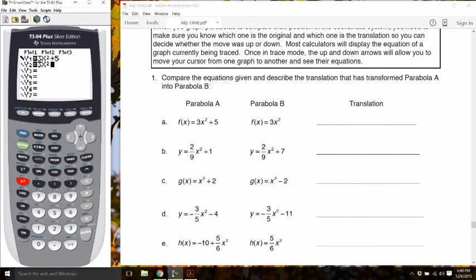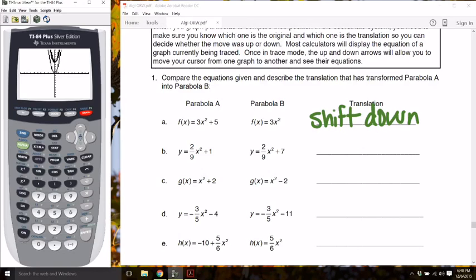Okay, so I've put parabola A into y1, and I've made it bold, and parabola B into y2. I'm going to hit graph. So there's my parabola A, there's my parabola B. So I can tell that parabola B has been shifted down.